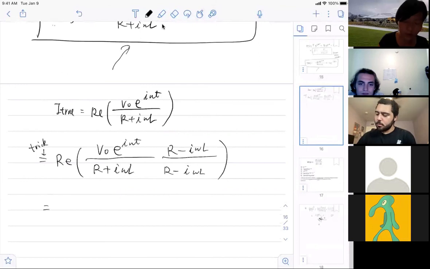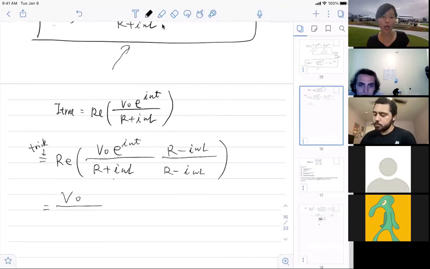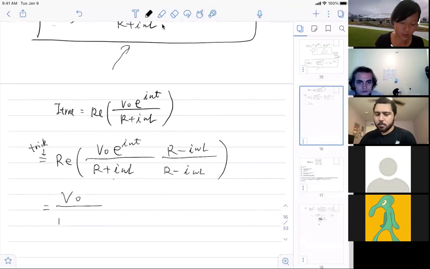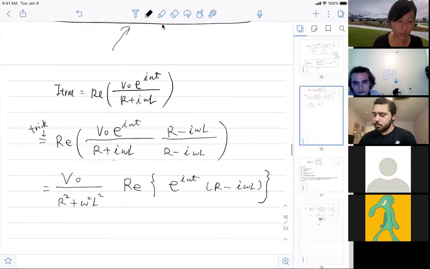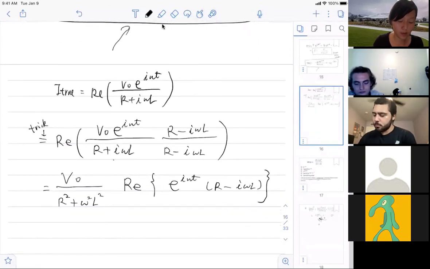V naught is a constant, doesn't matter. I'm going to take V naught out. And the denominator becomes a real number now, so I'm going to take it out of my bracket. So that becomes R squared plus omega squared L squared. And I need the real part of e to the i omega t times (R minus i omega L). So I need the real part of this. Okay, so how do I find the real part of this?